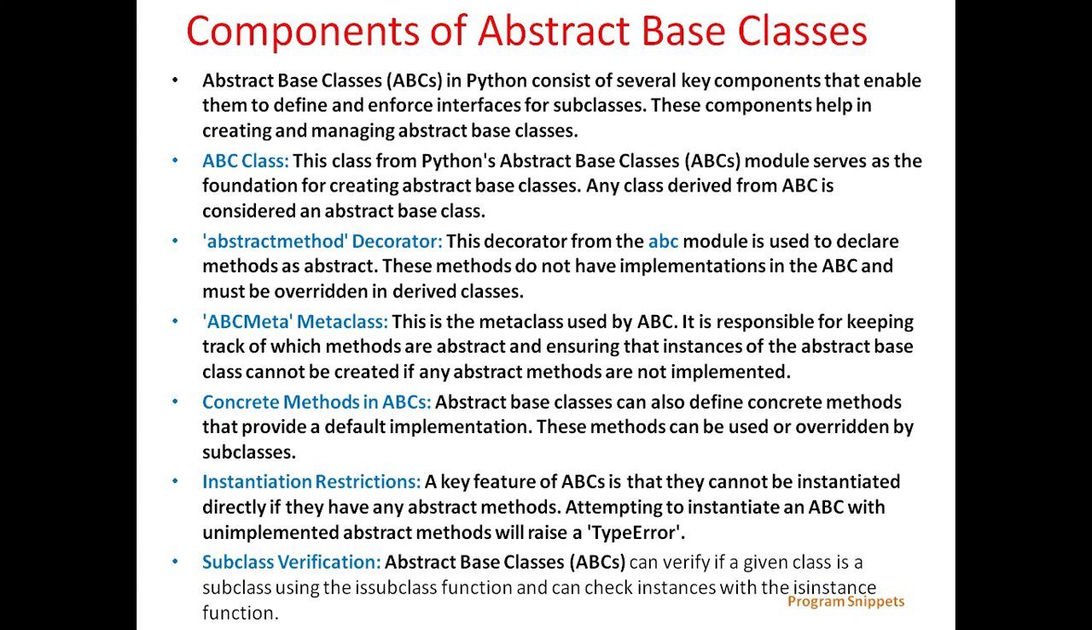Then instantiation restrictions. A key feature of ABCs is that they cannot be instantiated directly if they have any abstract method. Attempting to instantiate an ABC with an unimplemented abstract method will raise a TypeError. And subclass verification. Abstract base classes can verify if a given class is a subclass using the issubclass function and can check instances with the isinstance function.